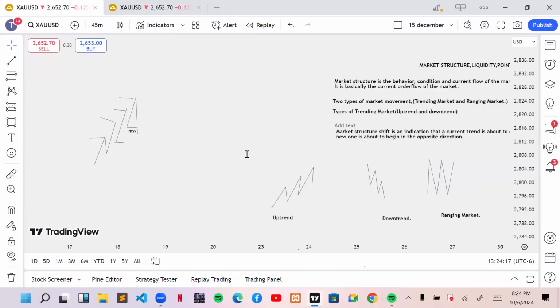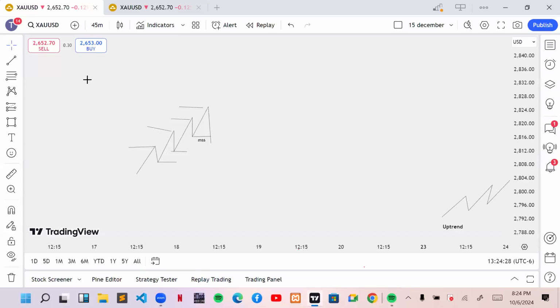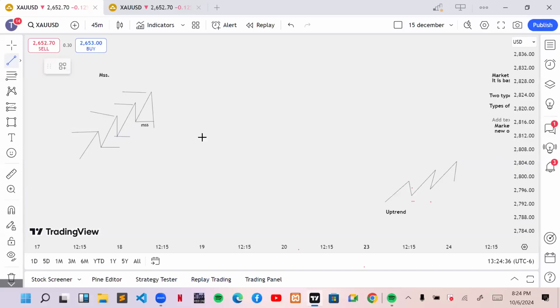The market was on an uptrend, making higher highs, higher lows, higher highs, higher lows, higher highs, and then broke the last low and made a lower low. This has already turned the market from a previous uptrend to a downtrend. That is market structure shift. Same as the market being on a downtrend and turning bullish.